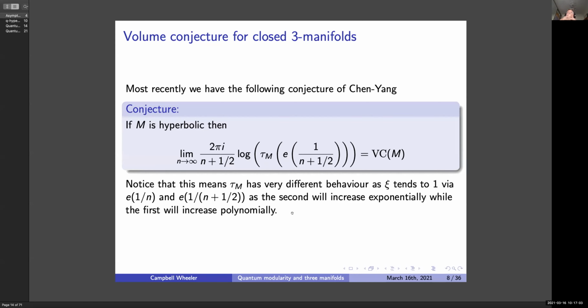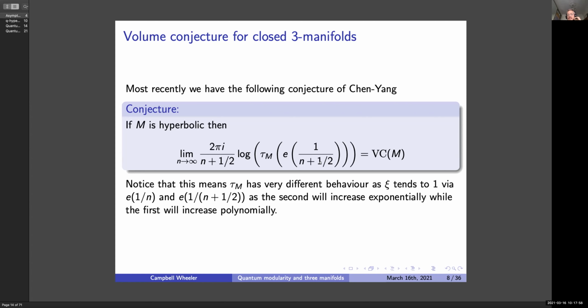And then finally, to tie together the closed manifold case and the volume conjecture case is a more recent conjecture of Chen and Yang, which I think was put on the arXiv around 2015, so quite recent in comparison. They formulated this conjecture which says that if we do the same thing we did for the Kashaev invariant, so we evaluate this WRT invariant at roots of unity, now we take e^(2πi/(n+1/2)), basically replacing n by n plus a half from the volume conjecture. So if M is a hyperbolic manifold, then if we take this limit, this should give us the complexified volume of this closed hyperbolic 3-manifold.